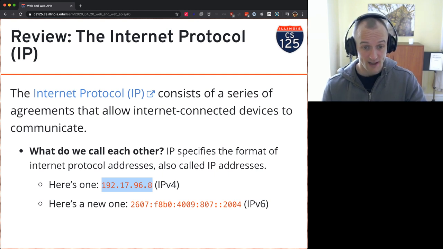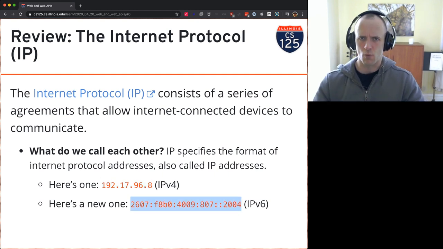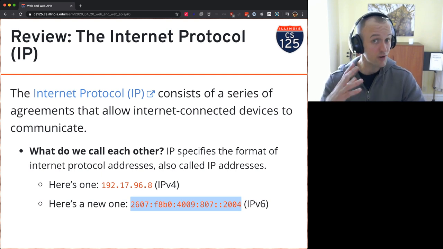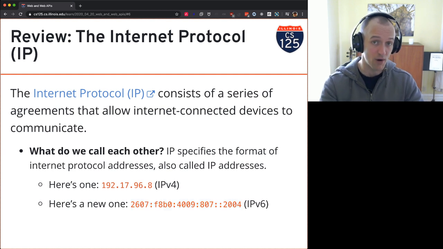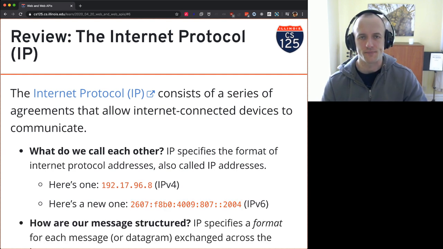We're less used to seeing these kind of crazy colon-separated things that are IPv6 addresses. But we'll get more used to it over time, because this is what's coming, right? And this is going to solve the scarcity problem of IPv4 addresses.